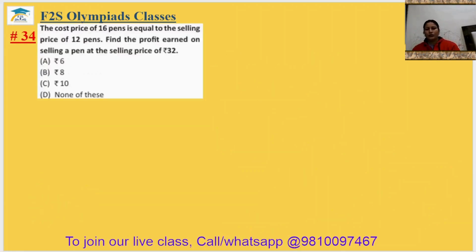Okay? Question number 34. The cost price of 16 pens is equal to the selling price of 12 pens. Find the profit earned on selling a pen at a selling price of 32 rupees. So the selling price of 1 pen is 32 rupees. So the selling price of 12 pens will be equal to 32 multiply by 12, that is 384.